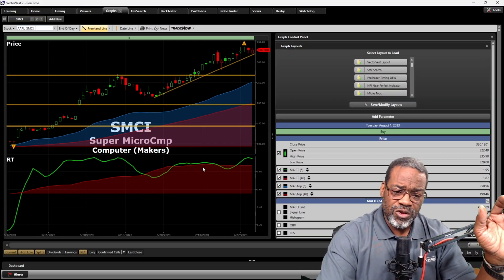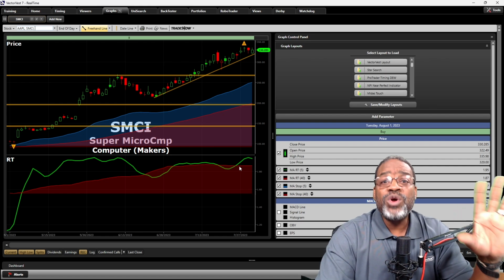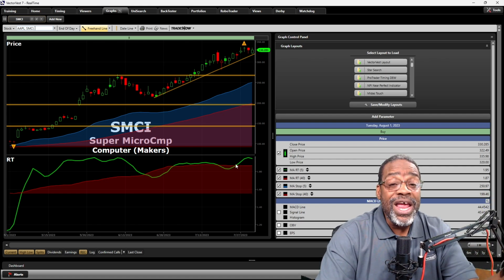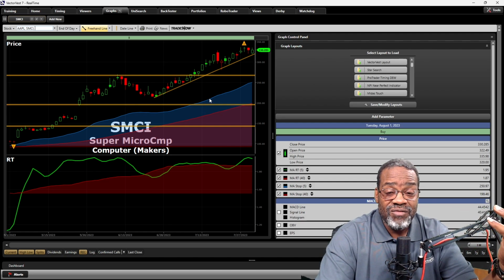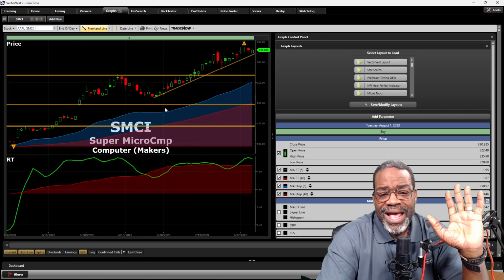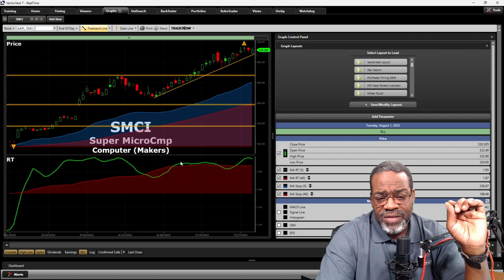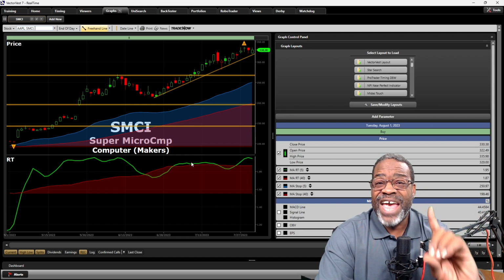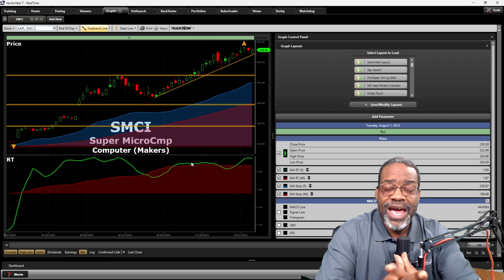So not only are we looking for entry points using the 5 and the 40 on RT, we're looking at, is the stock trending or moving up by way of the 5-day moving average of the stop price being above the 40-day moving average of the stop price. I love this for being able to see if a stock is trending, and using the 5 and 40 on the RT to get me entry and exit points. That is the combination while I'm looking at a graph.